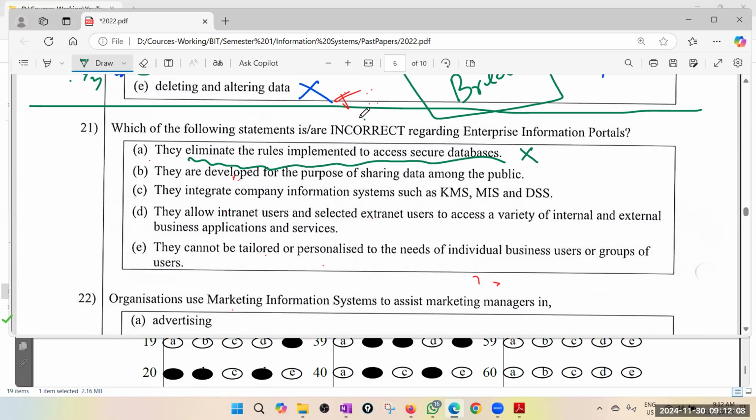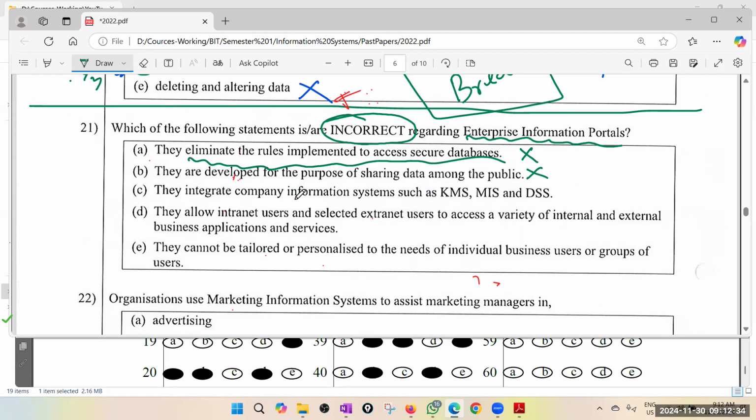Anyway, what you are looking for is incorrect. Okay. So they are developed for the purpose of sharing data among the public. But enterprise information portals are not for the public. Enterprise information portals are more for the internal employees. Okay. So therefore, I'll say for that also, no.